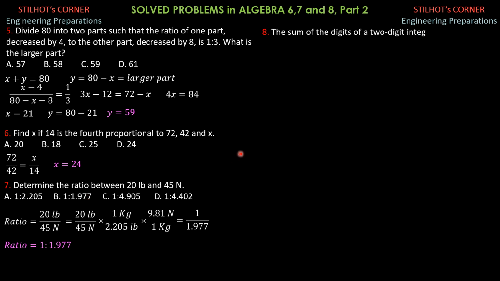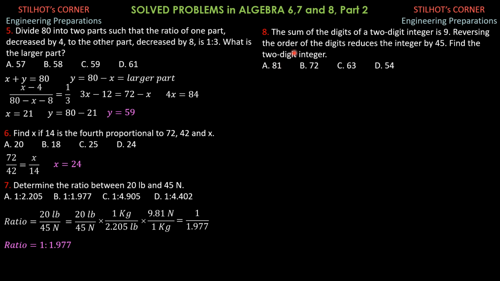Problem 8. The sum of the digits of a two-digit integer is 9. Reversing the order of the digits reduces the integer by 45. So find the two-digit integer. So you can manipulate your calculator by substituting or reversing the digits of these choices.